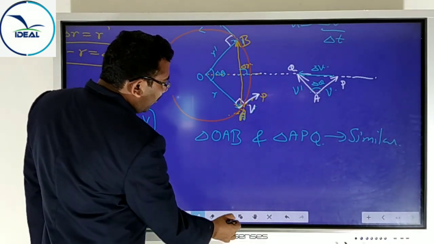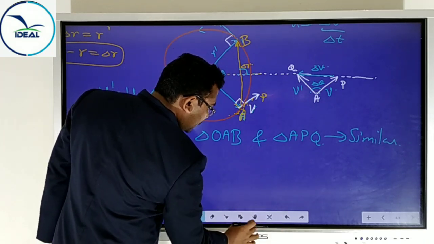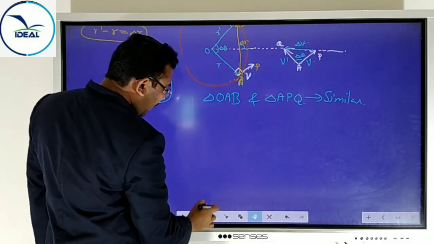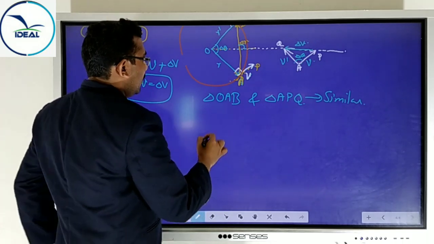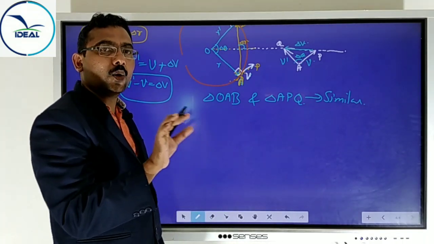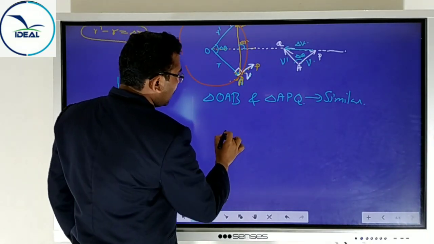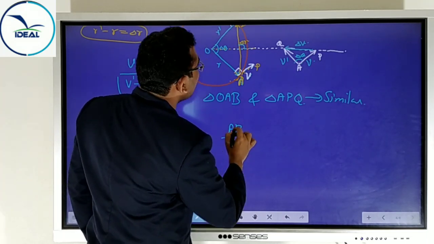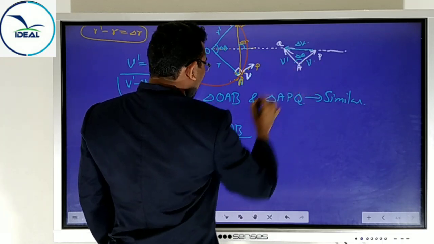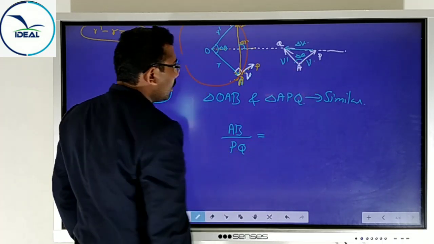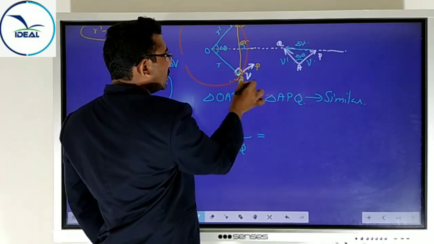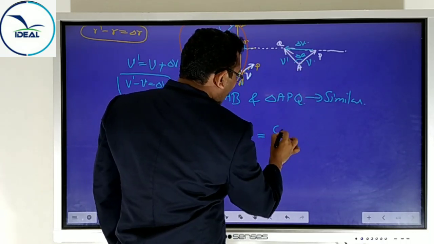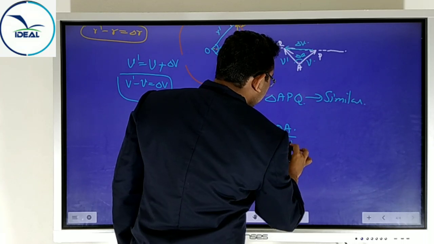In similar triangles, we can apply an equation: the ratio of side lengths is equal. That is, AB by PQ is equal to OA by AP.